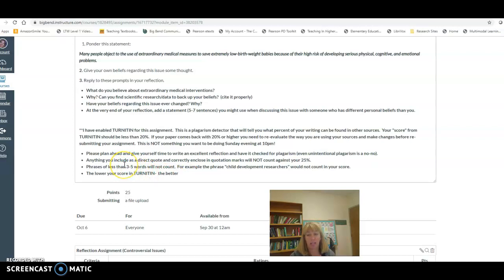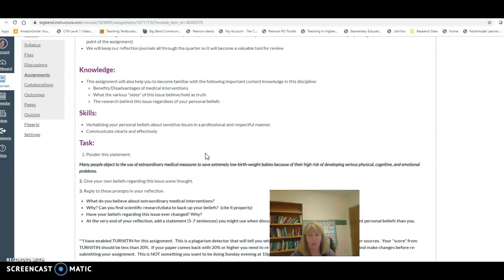Also, phrases of less than 3 to 5 words. Like if you say, child development researchers say, I mean, people say that little phrase hundreds of times a day in articles, so that wouldn't work, okay? So little tiny phrases like that aren't going to count against you either. Remember, you're looking for a low score, not a high score. You want a low score with Turnitin. It's going to be the percent of your paper that is someone else's work. So of course we want a low score there, right?